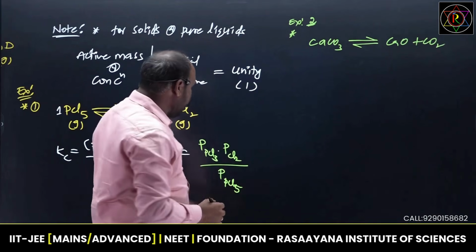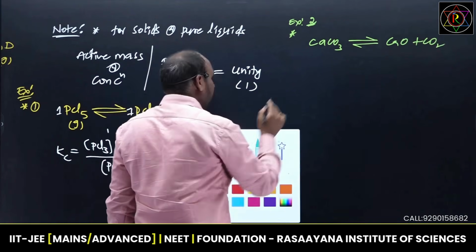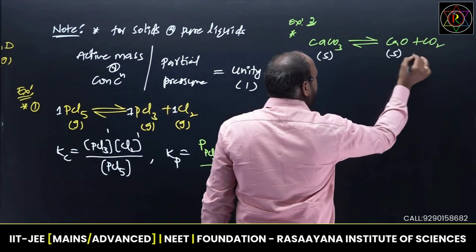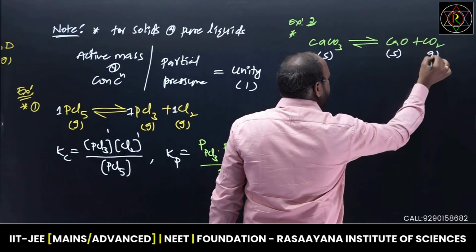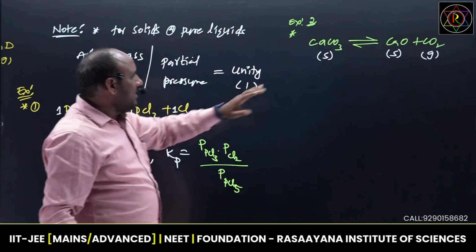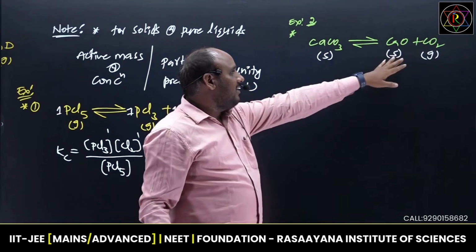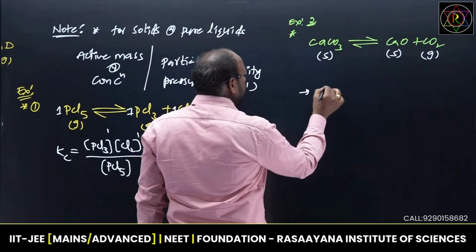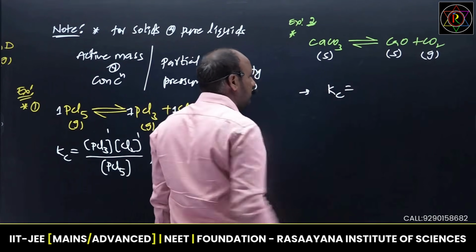So what are the physical states of those substances? We have to express them in brackets. This is solid, this is solid, and this is gaseous, right? So how many substances are there? Here the reactant is solid, and the products are a solid and a gas. How will we get Kp and Kc for this particular reaction?